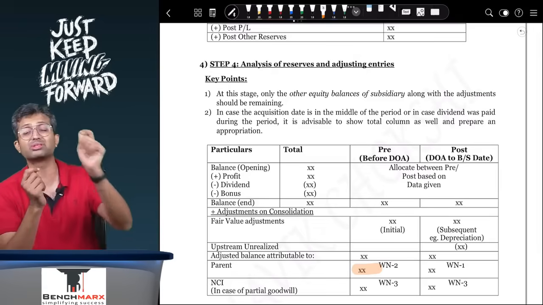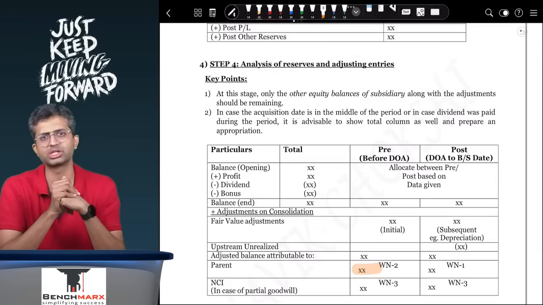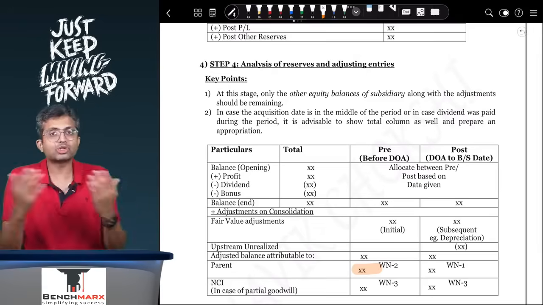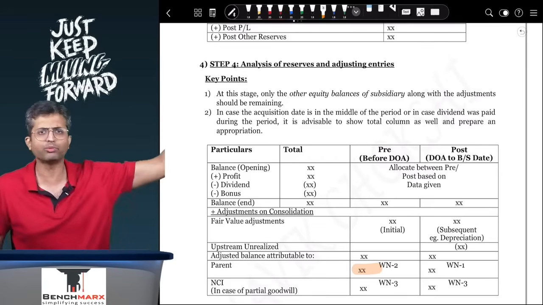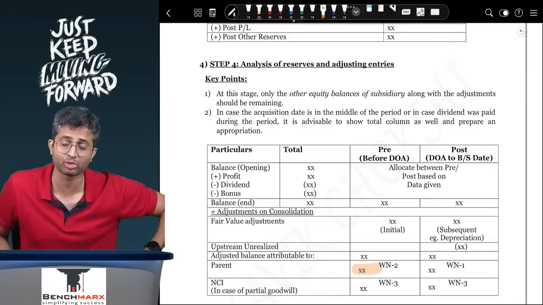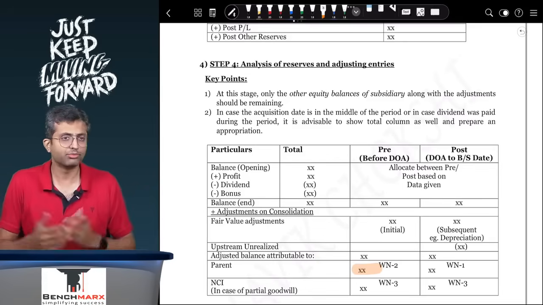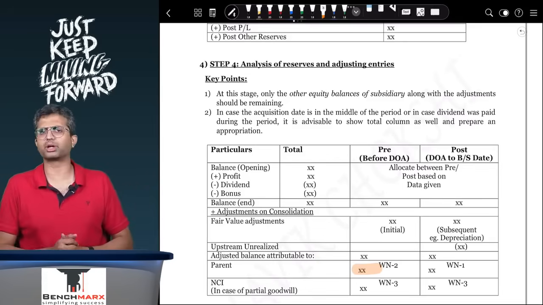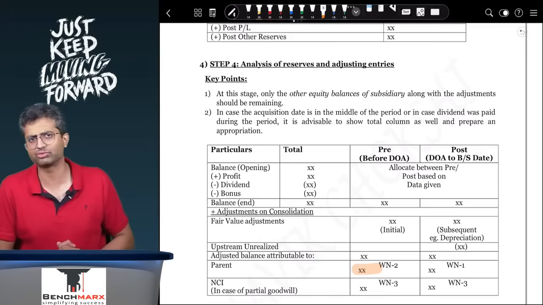But if the date of acquisition is 1st October 22, then you will have to segregate them, 6 months pre, 6 months post. Dividend, well, depends on the profits from which dividend is given. So if dividend is given out of opening balance, it should be subtracted from pre-acquisition profits. If it is given from the current year's or the post-acquisition profits, it will be subtracted from the post, and that will give you the split of the balance as appearing in the balance sheet.